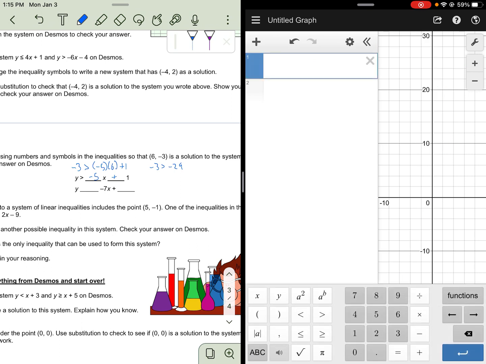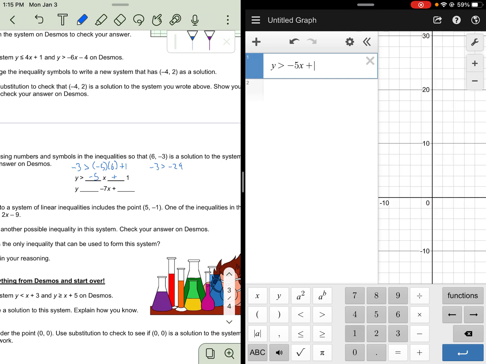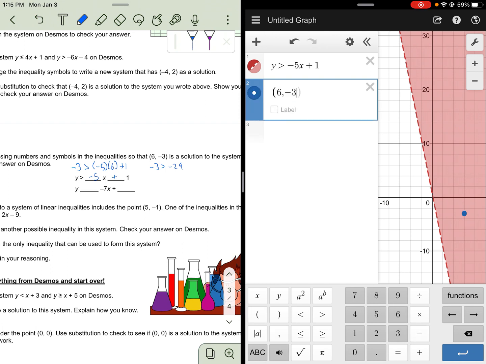So the first one I came up with is y is greater than negative 5x plus 1, and then I'm going to plot my point, 6, negative 3, and show that it is in fact in the red over there, which means it is a solution to that. And we also need it to be a solution to this next system.